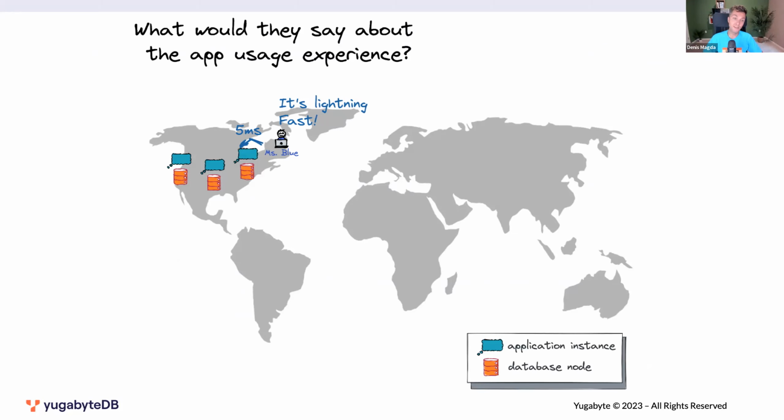Mrs. Blue, who lives in New York, she would say that, wow, it's lightning fast. I truly enjoyed this messenger. And this response is not surprising because she lives close to the deployment location of our application. Okay, she's nearby. For her, the latency between her mobile phone and our database and our application instance can be as low as 5 milliseconds or even lower.